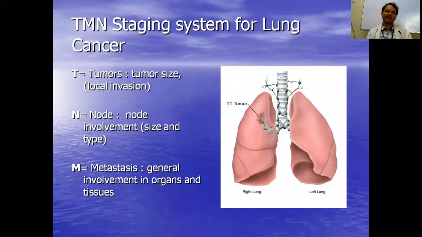What do you mean by TNM? T stands for tumor, where the tumor size is monitored. N stands for node, nodal involvement, where the size and type of the node will be assessed. M stands for metastasis, where the general involvement in other organs and other tissues will be evaluated.